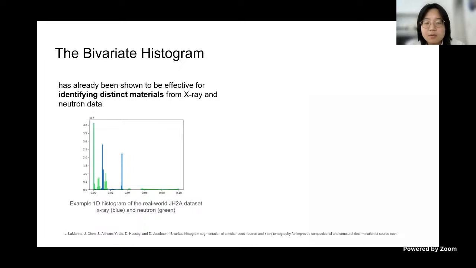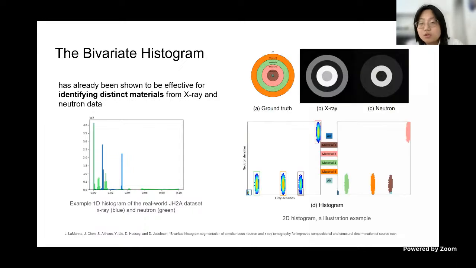Here is an example 1D histogram of real-world data. The blue distribution shows the X-ray, and the green one shows the neutron. It's much more clear on a 2D histogram, as we see here on the right with an illustration, that each cluster maps to a distinct material.